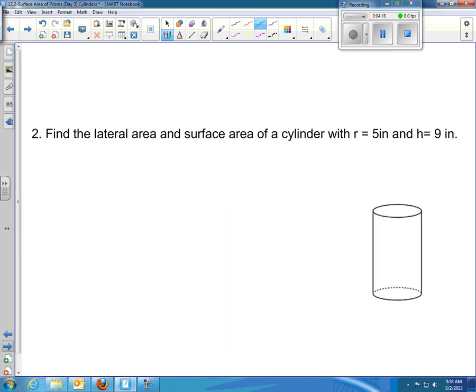All right, find the lateral area and surface area of a cylinder with a radius of 5 inches and a height of 9 inches. I'm just going to get this one set up for you guys, and then you can do all the calculations in your calculator. Let's start off with lateral area: 2 times pi times our radius of 5 times our height of 9. That was easy to plug together. Go ahead and get us that. Don't forget a label. You see here, inches.